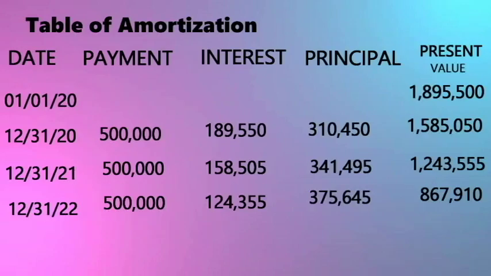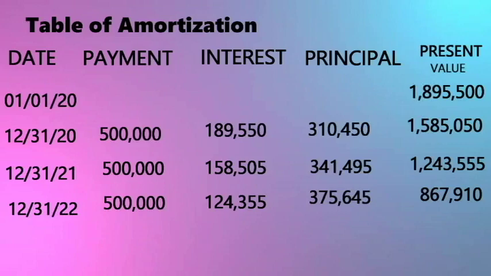Pangalawa is magpe-prepare tayo ng table of amortization. Bakit nga ba tayo nagpe-prepare ng table of amortization? Kasi para pag nag-journal entries tayo, hindi na tayo mahihirapang mag-compute kasi puro lagay-lagay na lang ng amount. So paano nga ba computein yung table of amortization? May 5 column ang table of amortization: date, payment, interest, principal, and present value. Sa date, dito nakalagay yung initial date of the lease which is January 1, 2020.